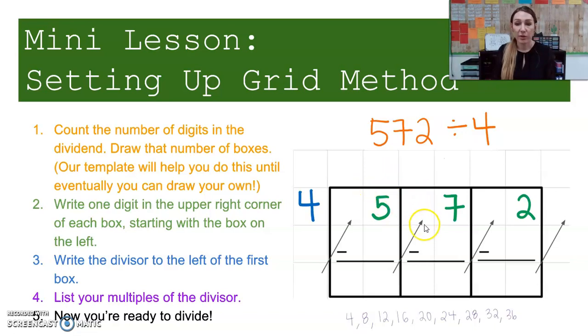So after we have our 3 boxes drawn, we're going to write 1 digit in the upper right corner of each box, starting with the box on the left. So we'll put our first digit, which is our hundreds place, our second digit, which is our tens place, and our third digit, which is our ones place. Then we'll write the divisor to the left of the first box. We'll list our multiples somewhere where we have room, and now we're ready to divide.